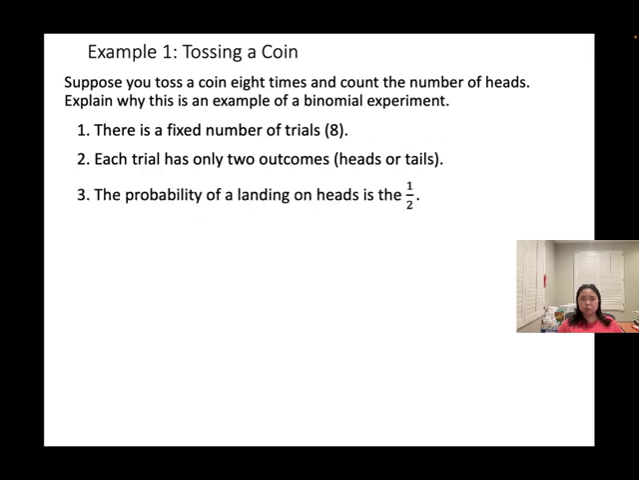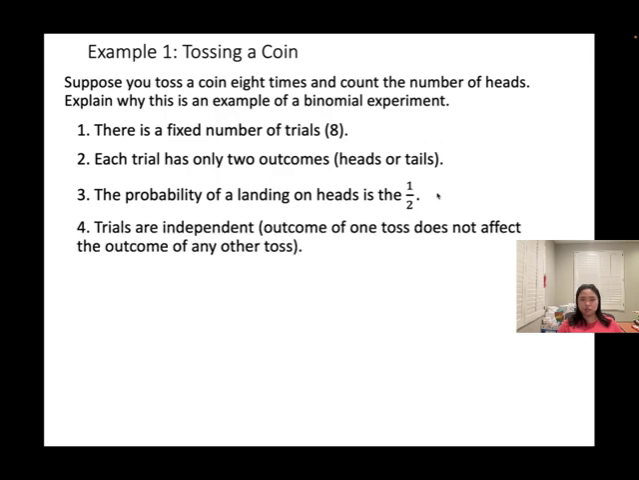Number 3, the probability of landing on heads is 1/2. We're finding the probability of heads, which is going to be 1/2. So every time you flip the coin, you will have a 1/2 chance to get heads. Number 4, trials are independent. The first time we flip the coin, you get heads or tails. It doesn't affect the next time when you flip the coin again. So this is called independent. Okay, right? So this is an example of a binomial probability distribution.